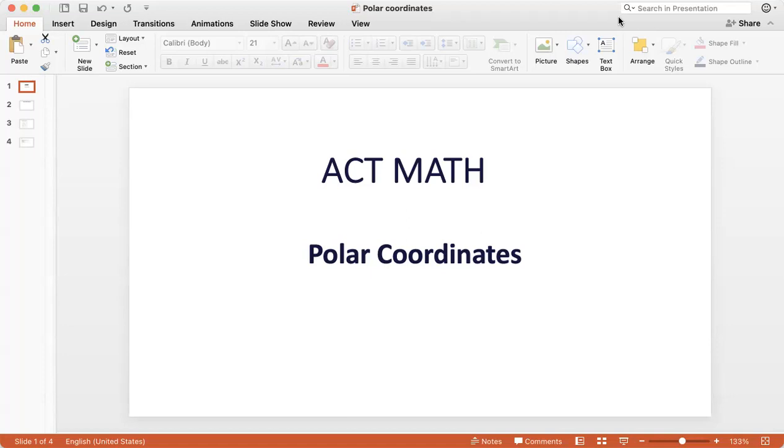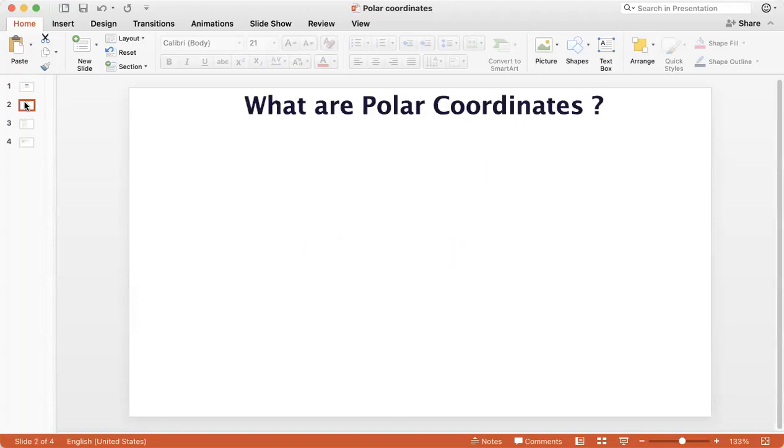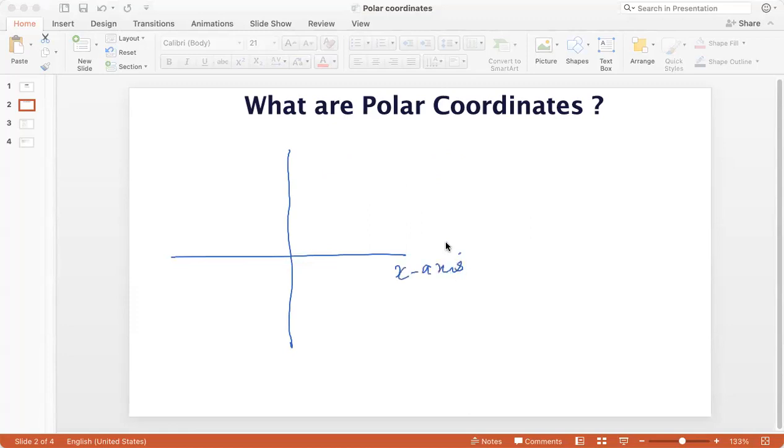In today's video, we'll look at an important math topic that is tested on ACT, polar coordinates. So what are polar coordinates? We know that the Cartesian coordinate system gives us the location of any point in terms of the x and y coordinates, right? So this is the x-axis and this is the y-axis.